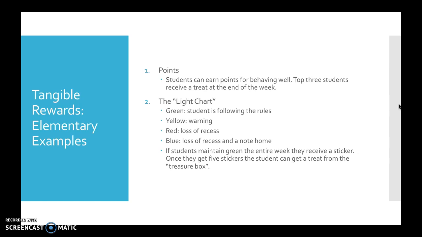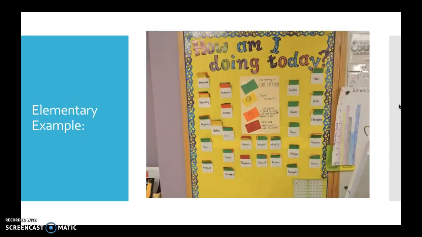If a student maintains green the entire week, they receive a sticker, and then maybe after 5 weeks, if they get a sticker each week and they have 5, then they can get a treat from the treasure box. Or if they got a yellow or red throughout that time, they'll have to wait until they get 5 stickers to get a treat from that treasure box. I think this is really great because if it's blue, you're making that parent contact when you need to.